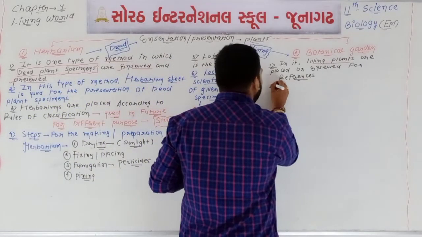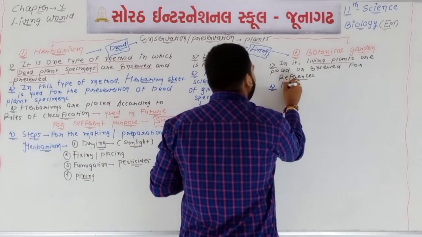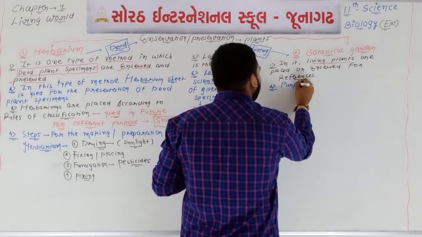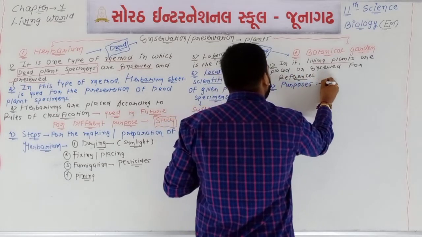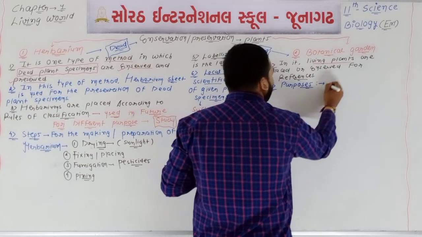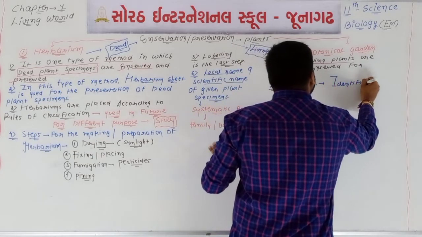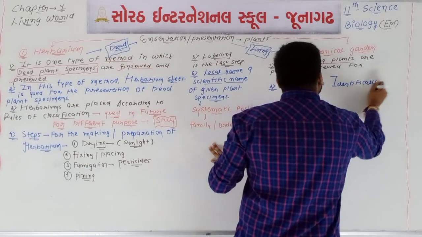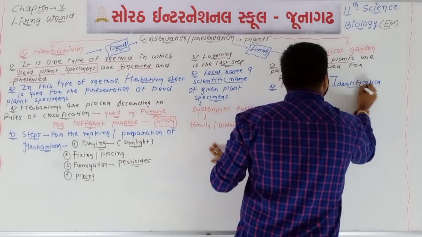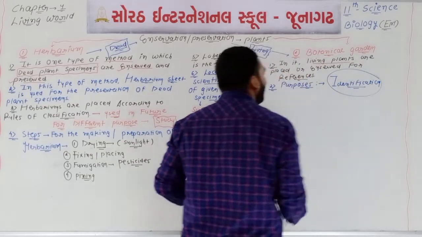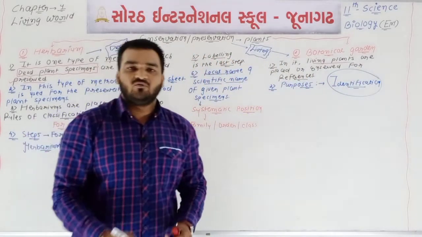Point number 2, we can say that different types of purposes are there for the conservation of plants, and the main purpose is for what? For identification. So the main purpose for the conservation of plants in a botanical garden will be the purpose of identification.